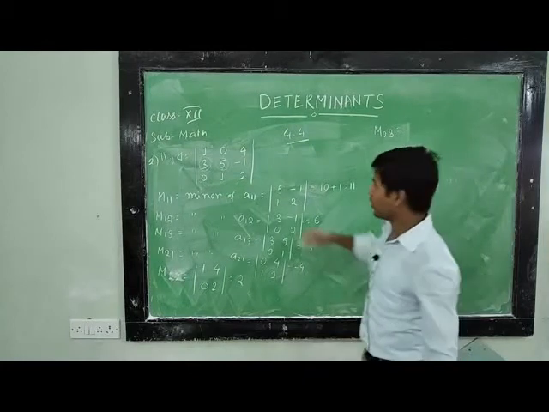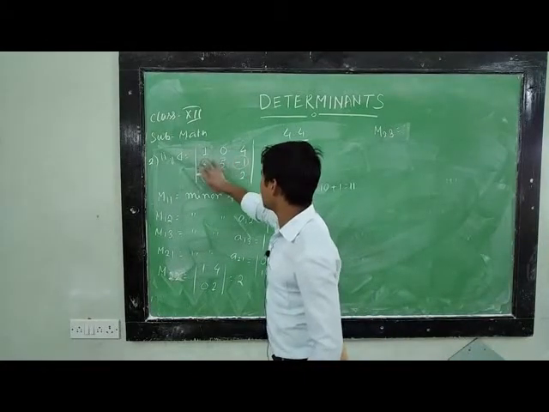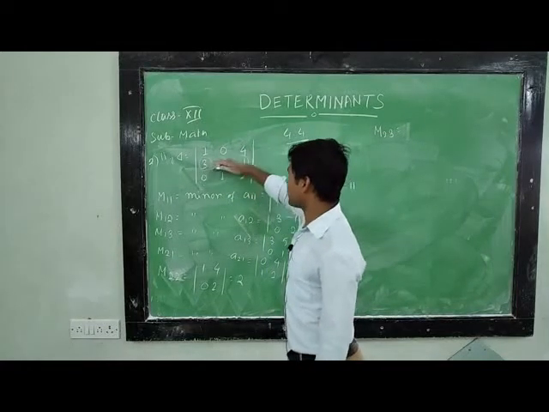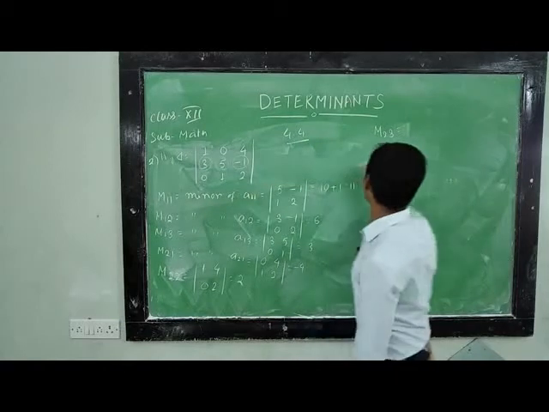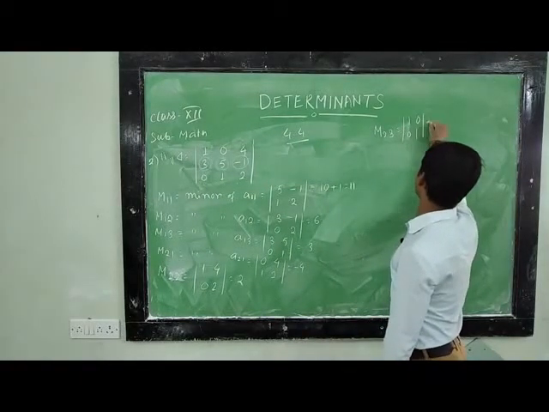M23 is equal to the minor of this element, second row third column. So cover this row and this column. So 1, 0, 0, 1, and that is equal to 1.